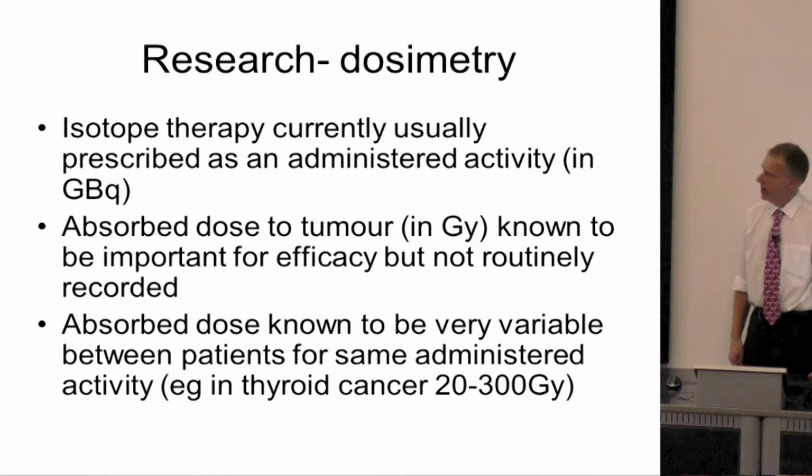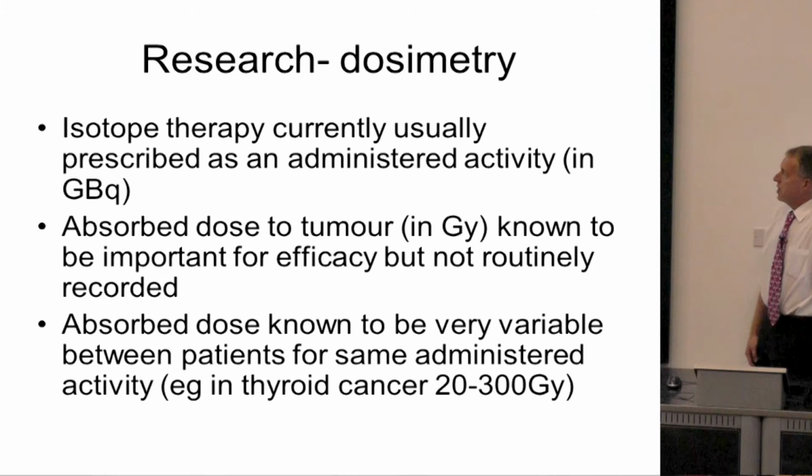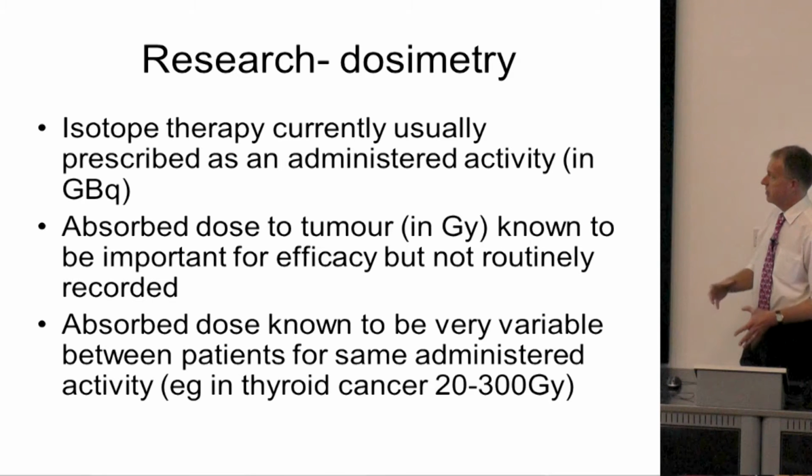So another really important area in molecular radiotherapy is the whole issue of dosimetry. So the way we prescribe these treatments at the moment is we prescribe an administered activity, so that we prescribe an amount of the stuff that the patient takes in. What we know, though, is that the important thing in terms of how well the treatment works is the absorbed dose in the tumour. So what we would prescribe in external beam radiotherapy in grey. So when you're prescribing some external beam, you know from the work the physicists do that you know exactly what dose the actual tumour is going to get.